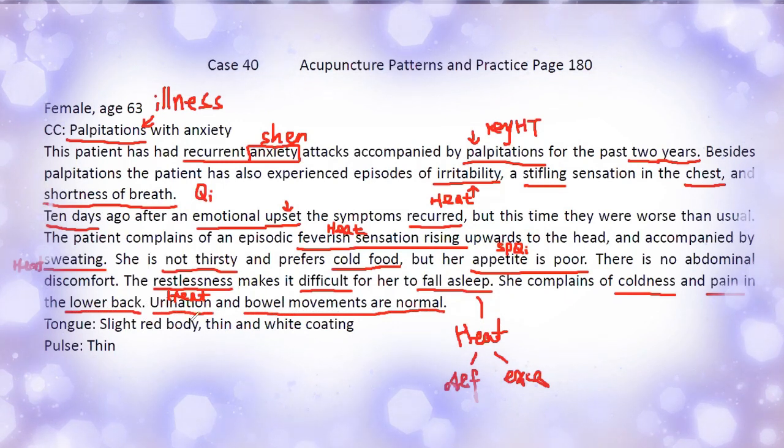So usually if we're talking about a kidney issue, urination will be changing, maybe frequent urination, maybe night urination. And also we're talking about some weakness in the lower back and the knee. But this patient only has a cold sensation and pain in the lower back. We didn't see other weakness symptoms related to the kidney. So that means it's not a kidney issue.